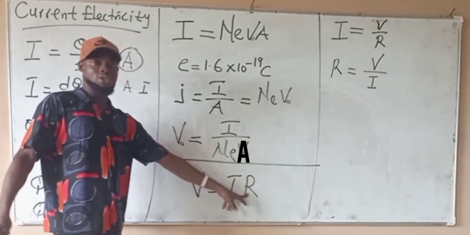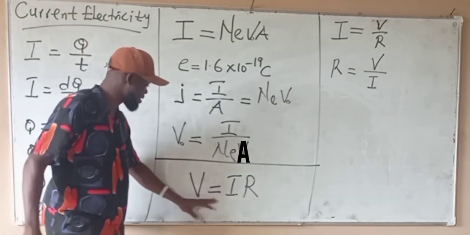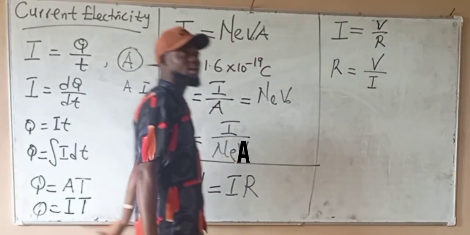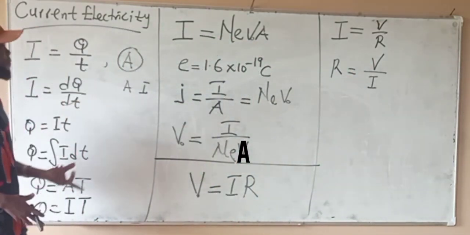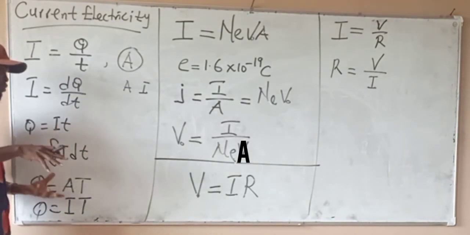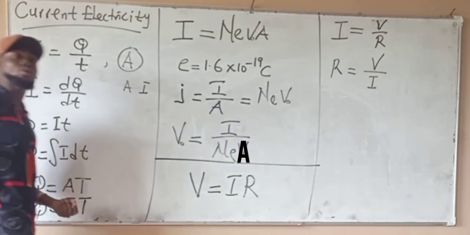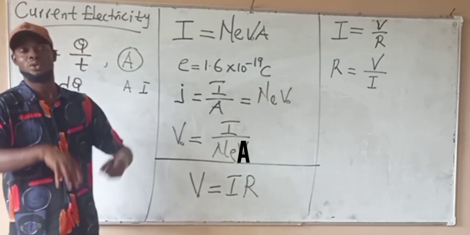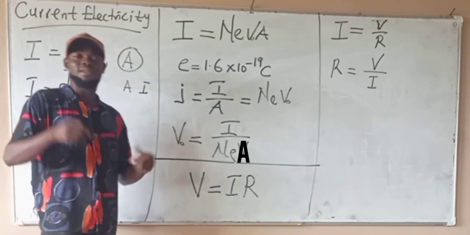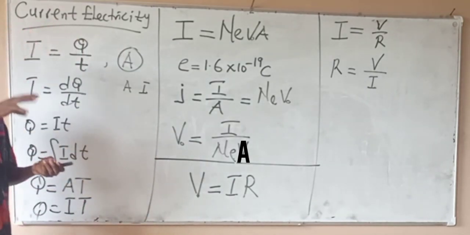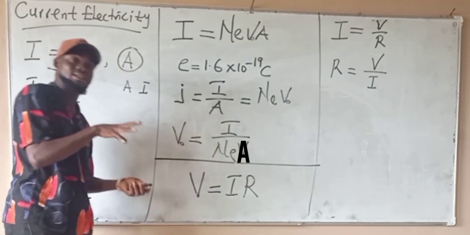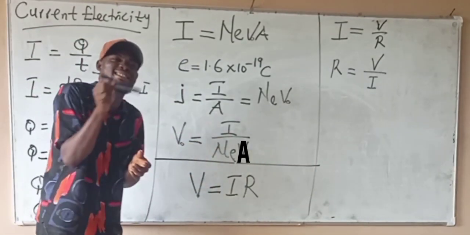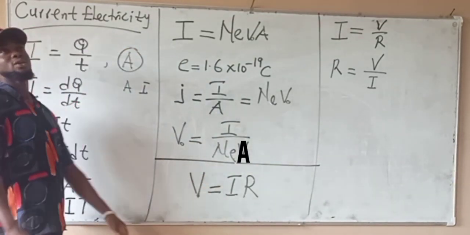Then, to make R the subject of the formula, divide both sides by I. Dividing both sides by I will cancel out I, and you have V over I. Now, what's the meaning of resistance? The resistance of a wire, the resistance of a conductor, is the opposition to the flow of current. So that thing that is trying to oppose the flow of current in a conductor is called the resistance of that conductor.